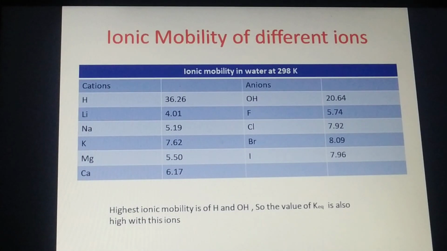Now see here the ionic mobility of different ions, that is cations and anions, at a temperature of 298 Kelvin. The highest ionic mobility is for the hydrogen ion, which is 36.26, and the second highest value is for the OH negative, that is 20.64. So the highest ionic mobility of these two ions indicates that K equilibrium will also be high for these two ions.